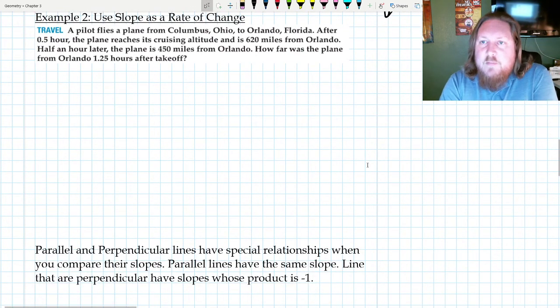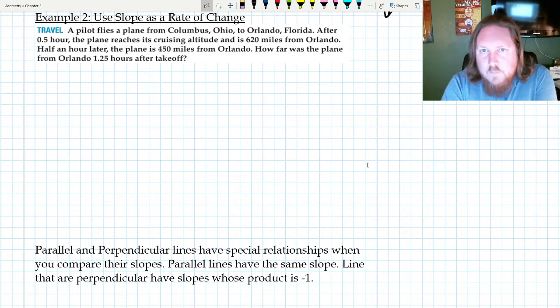A pilot flies a plane from Columbus, Ohio to Orlando, Florida. After 0.5 hours, the plane reaches its cruising altitude and is 620 miles from Orlando. Half an hour later, the plane is 450 miles from Orlando. How far was the plane from Orlando 1.25 hours after takeoff?